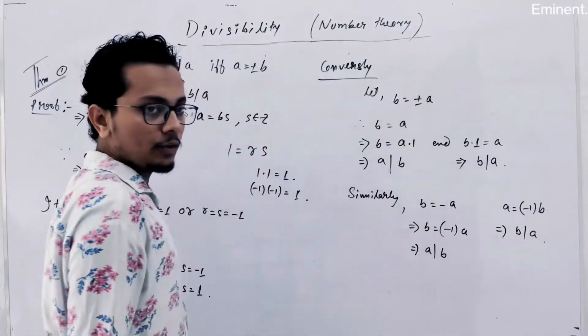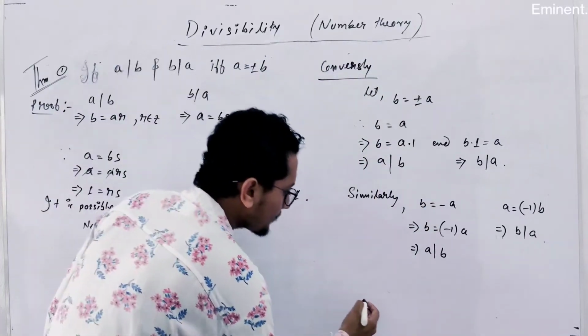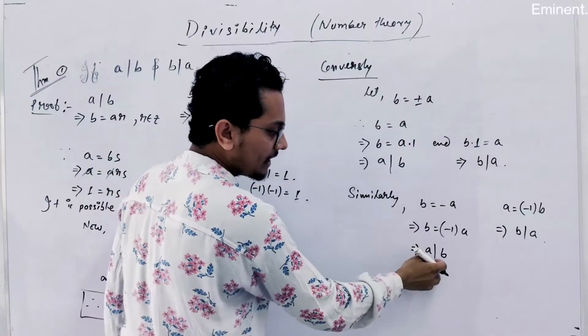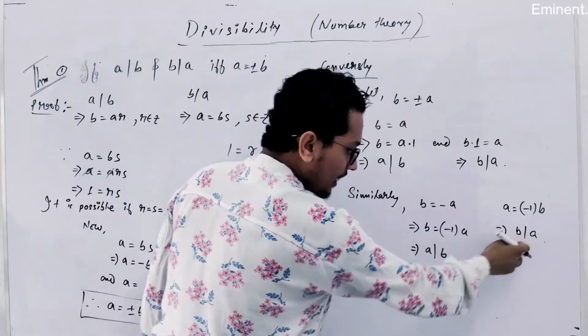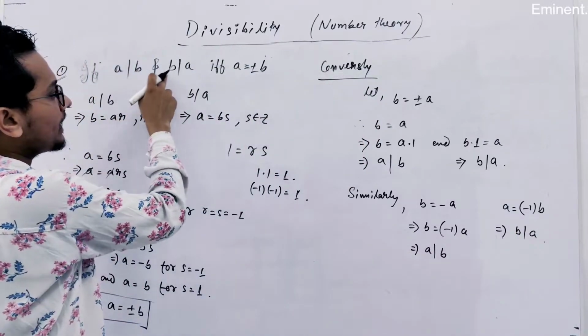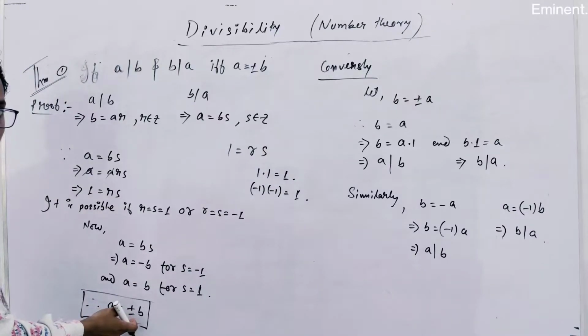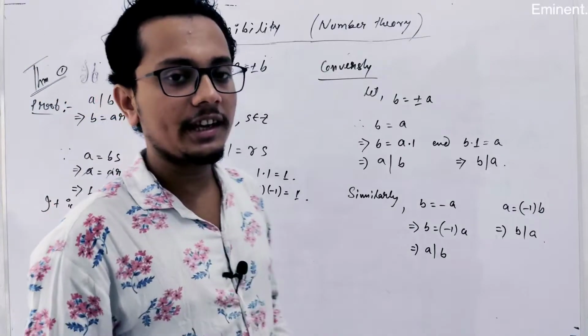From here what you can write is that if b equals plus or minus a, then a divides b and b divides a also, and if a divides b and b divides a, then a equals plus or minus b. Understood this theorem? Let us move to the next theorem.